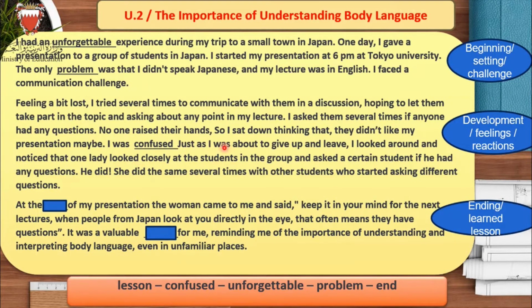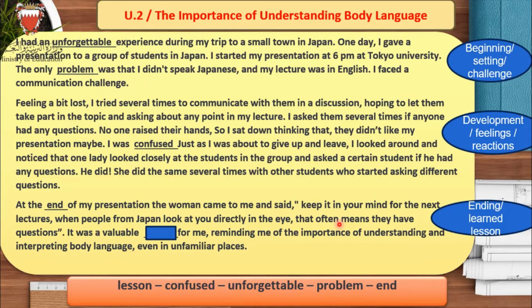Then there is hope now. There's an icebreaker here. So there's a chance to deliver my speech, my message, to my audience. Now I come to the end of the story. At the end of my presentation, the woman came to me and said, look here, this is the key of my story. Keep it in mind for the next lectures.